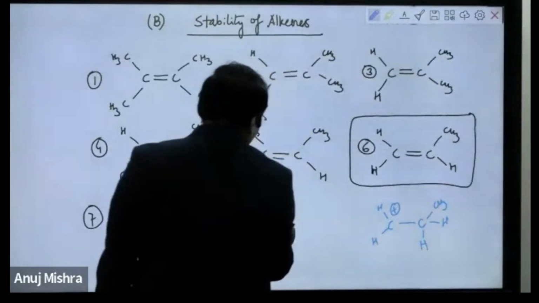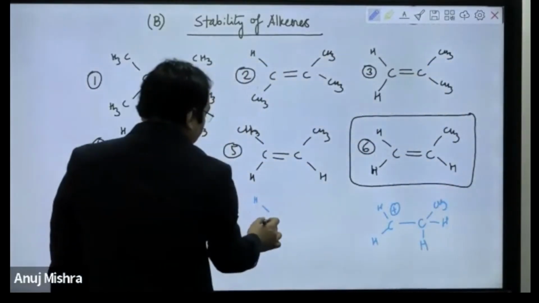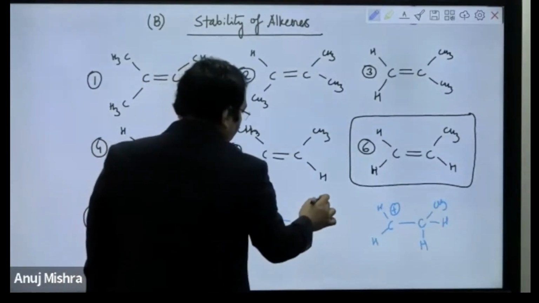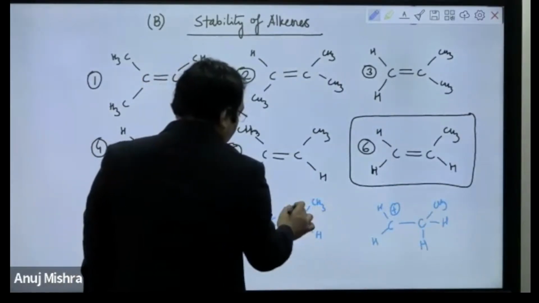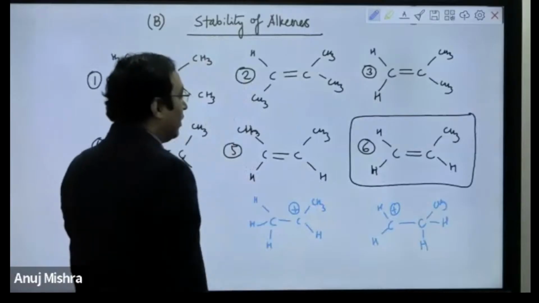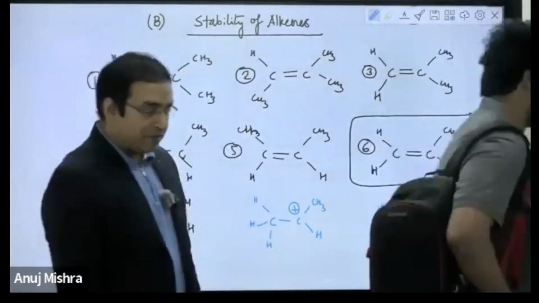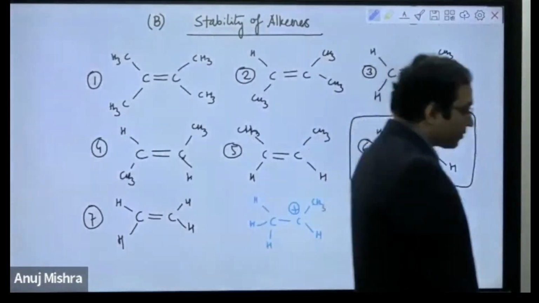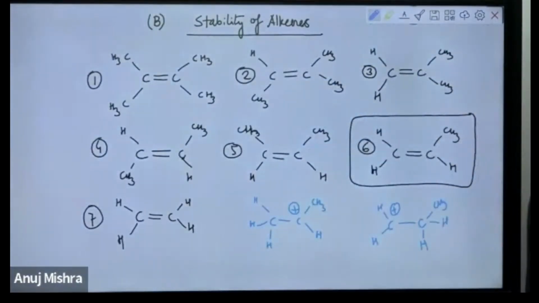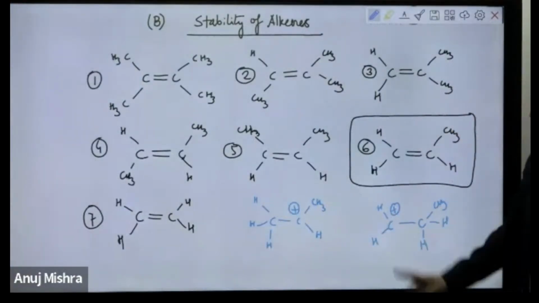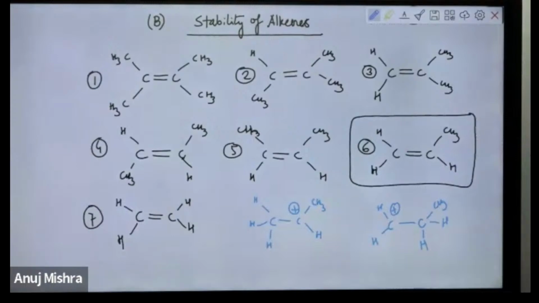Or it can be H. These are the two probable options. Please draw. These are two probable options. Either the plus charge will come here and H will go there, or the plus charge will come here and H will go there. Only these two things can happen.